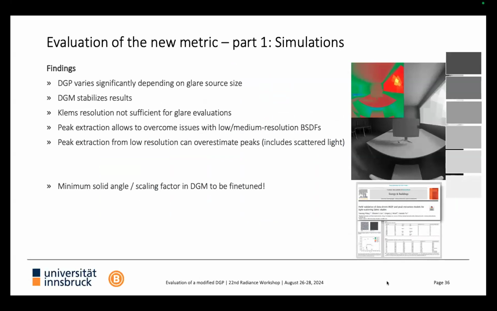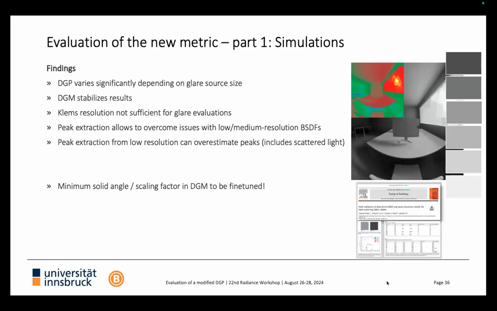First findings from the simulations: the DGP varies significantly depending on the glare source size. This is what we know from the formula and from the results. The DGM stabilizes those results. Clamps without peak extraction are not sufficient for doing glare evaluation. It's also something that we know from the past.